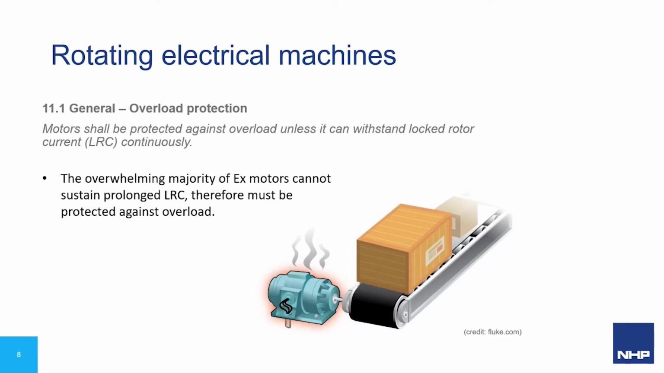So the fact is, the overwhelming majority of EX motors cannot sustain prolonged locked rotor current, and therefore they must be protected against overload. Now, in the case of a motor being used within a Group 1 environment, which is for underground coal mining or mines susceptible to fire damp, you are required to provide overload protection regardless of whether the motor can withstand the locked rotor current continuously. Now, Section 11.1 is then broken down into 3 requirements stating that the device used for overload protection shall meet one of the following requirements.